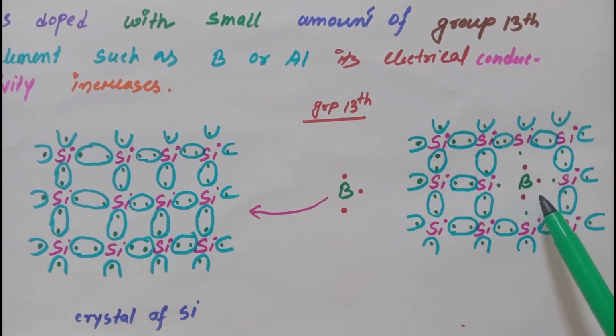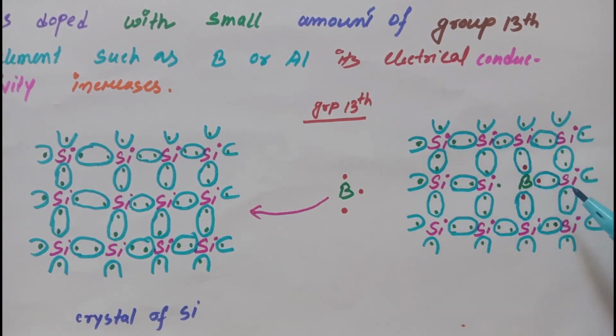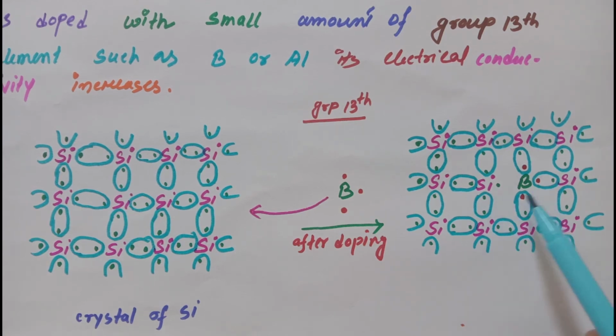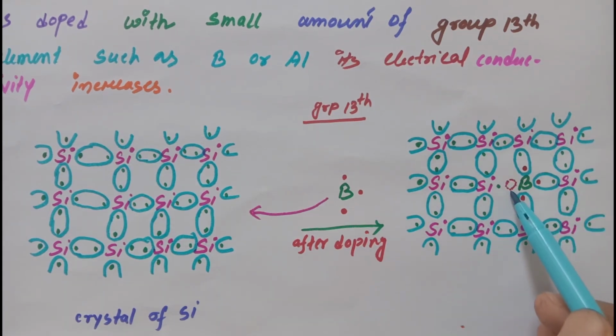So this is the boron atom. This boron atom will form these 3 covalent bonds. When silicon is doped with such group 13 elements, some positions in the crystal are substituted by atoms of the group 13 element, and one of the valence electrons of silicon remains unpaired. So this is the unpaired electron, and in the system an electron hole, or an electron vacancy, will be created. This is the electron hole.